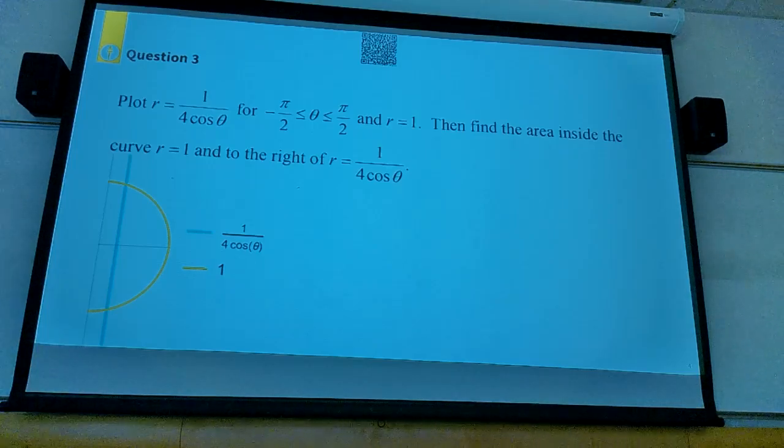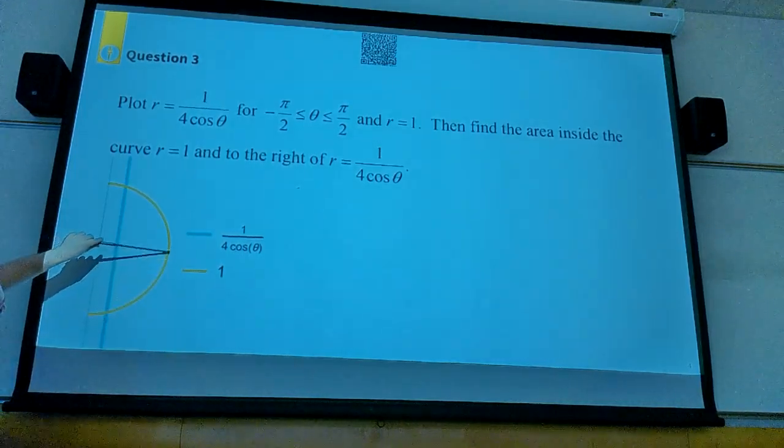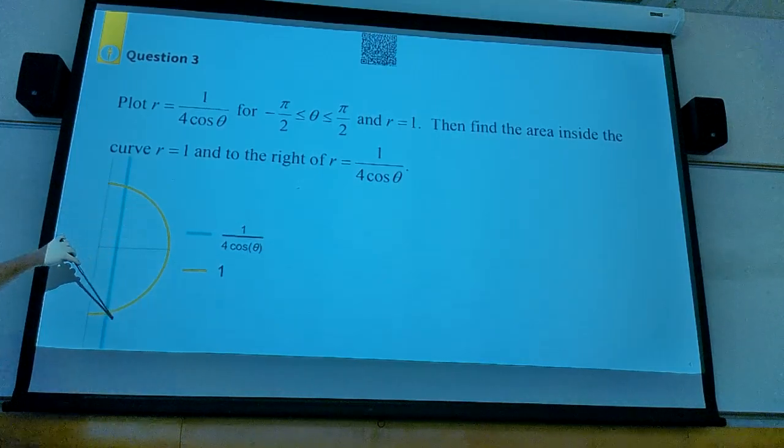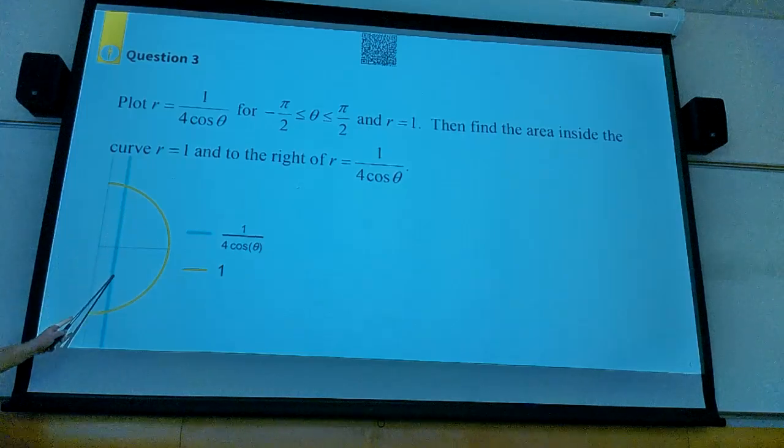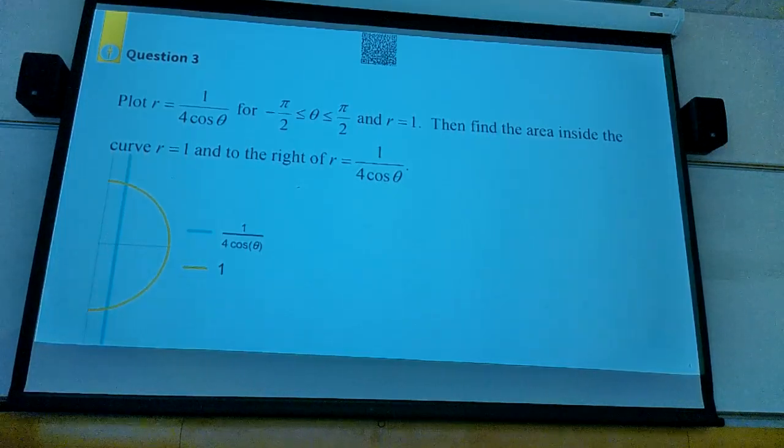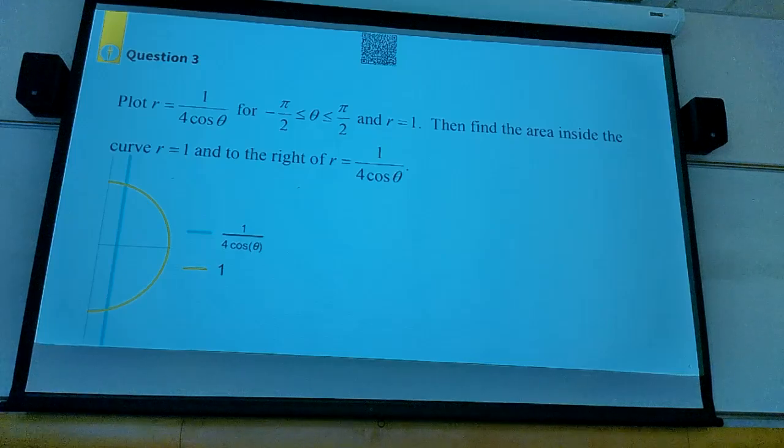We want the area inside r equals 1, so inside here, but to the right of 1/4 cosine theta. That would be this region in here, wouldn't it?